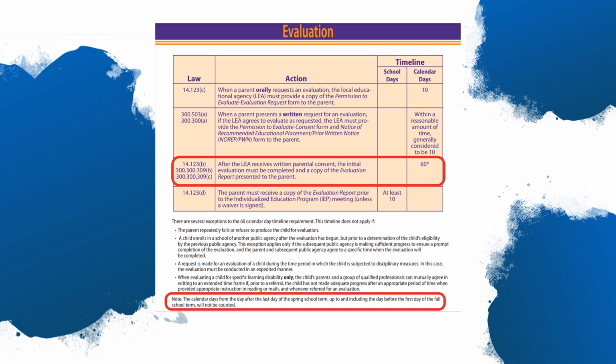Additionally, below the table, it restates the rule that the 60 calendar day timeline does not apply during the summer break. For example, if a parent and or guardian returns the signed Permission to Evaluate consent form to the school with only 20 calendar days left in the current school year, the school will have 40 calendar days starting the first day of the next school year to finish the evaluation.